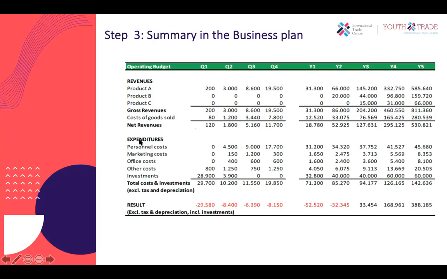So once you have done this summary, this type of table where you have the products here, the gross revenue, net revenue, and the expenditure, expenses, marketing, office costs, etc. We have it quarterly for the first year, for example, and then for the other 5 years, we have it on a yearly basis. And then you see the result here. So meaning the first year I'm losing money, minus 52. The second year I'm losing money, but a bit less. And then I start making money in the third year.